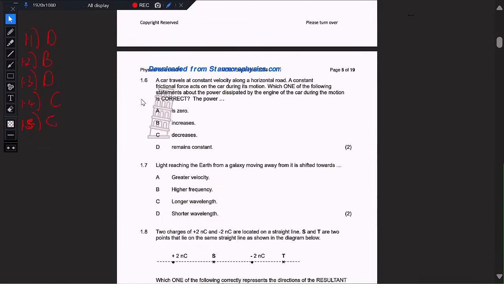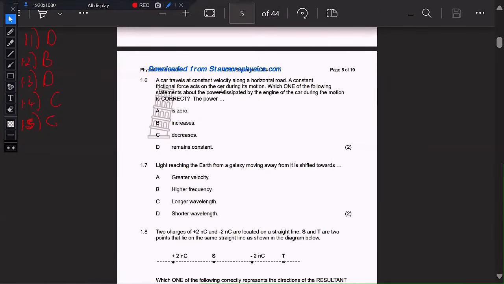Now 1.6. A car travels at constant velocity along a horizontal road. A constant frictional force acts on the car during its motion. Which one of the following statements about the power dissipated by the engine of the car during the motion is correct? Now, is the power equal to 0?